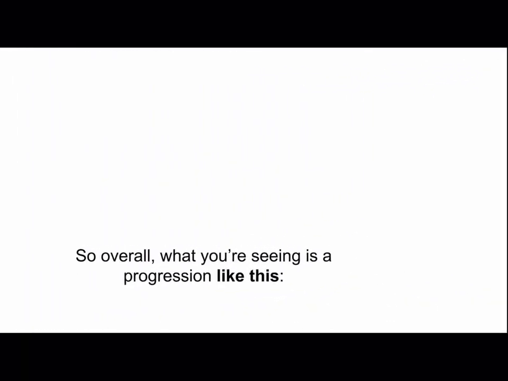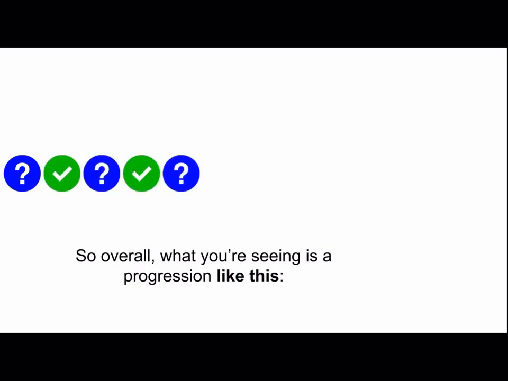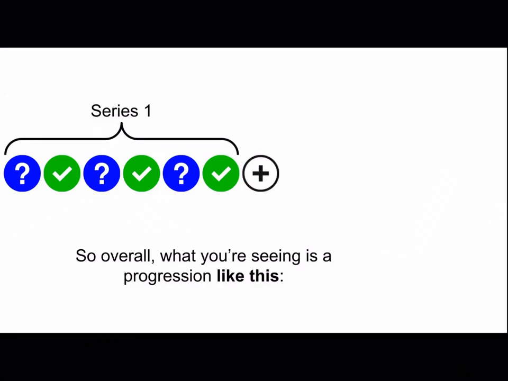Now, what you're seeing overall is a progression like this. First question, you get it right. Second question, you get it right. Third question, you get it right. Now, the software decides you got most of those right, actually got all of them right, so it's going to make your next series of questions a little bit harder. That's your series 1.